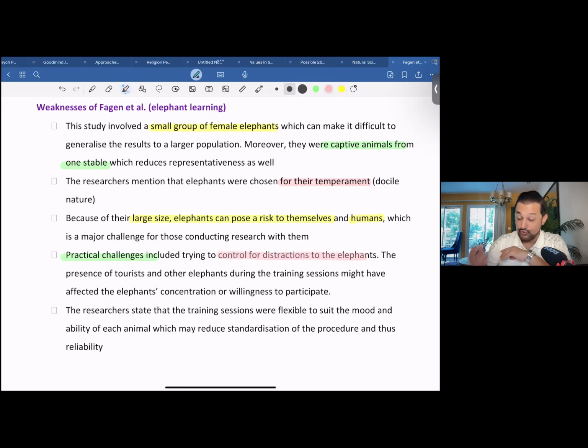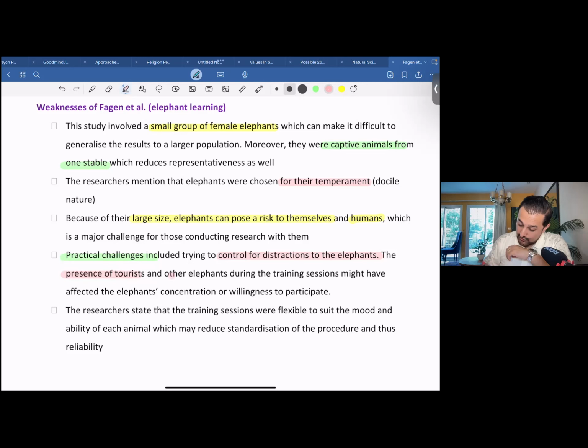controlling for distractions to the elephants. Of course, while collection of data, since this data was collected in the stable, and there were other tourists that were visiting there too, and the possibility that other elephants would interact with these elephants and make collection data a tougher job. So practical challenges were there as well, including trying to control for distractions to the elephants, the presence of tourists. I'll just highlight this as well.